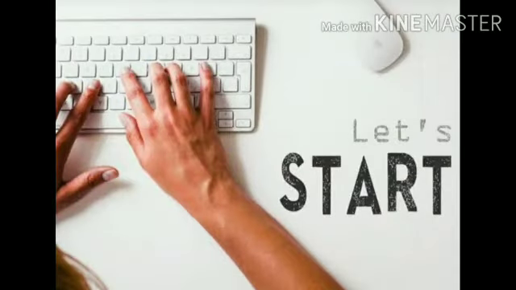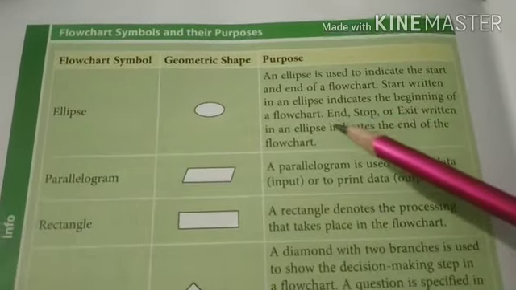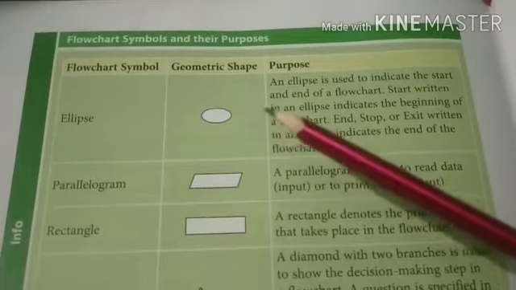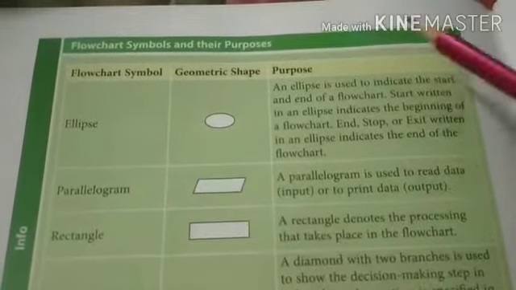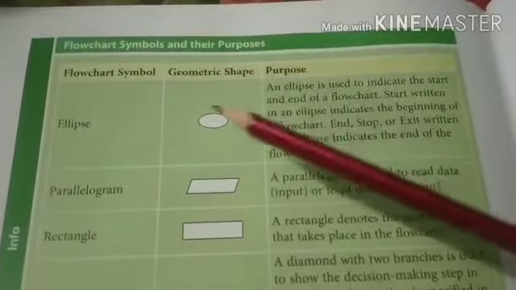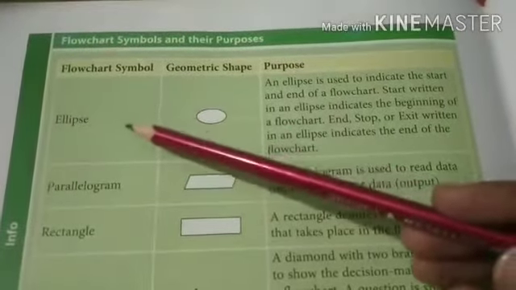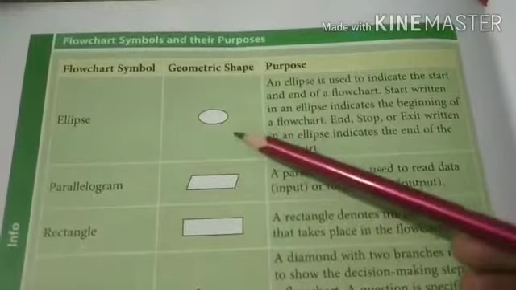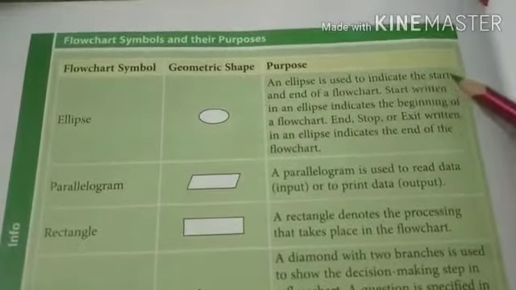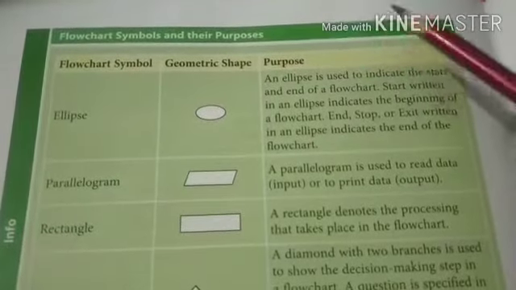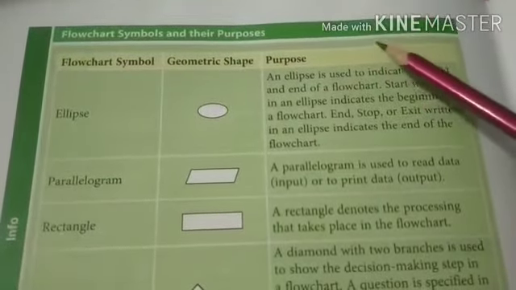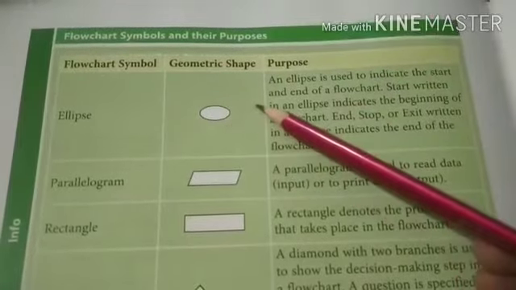In this video, we're going to continue the topic flowchart. So, let's begin. As we have earlier studied about various geometric shapes and their significance, we're going to revise them first. The first shape is the ellipse. An ellipse shape is used to indicate the start and end of a flowchart. Always remember, whenever a flowchart begins, it will always begin with an ellipse shape.